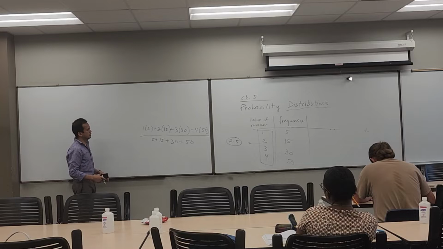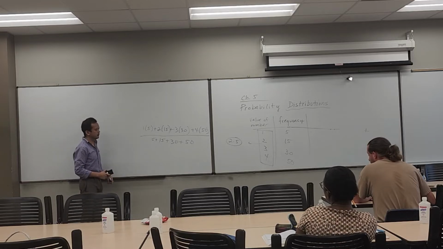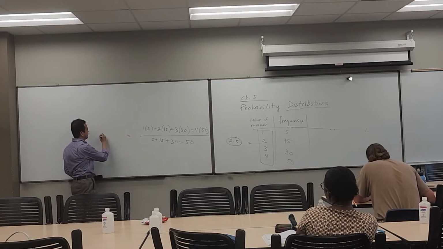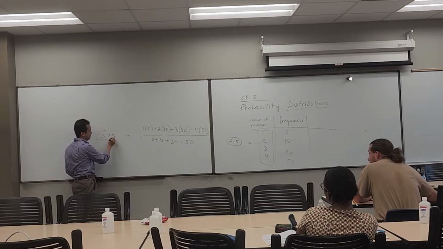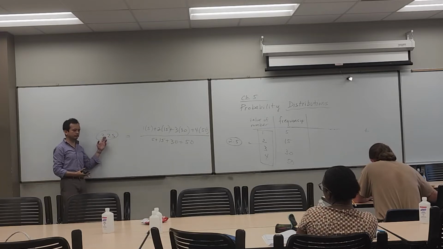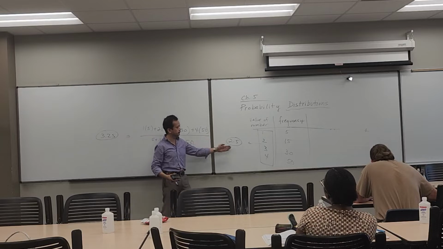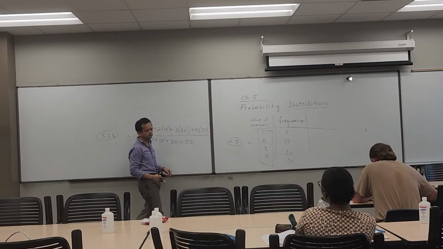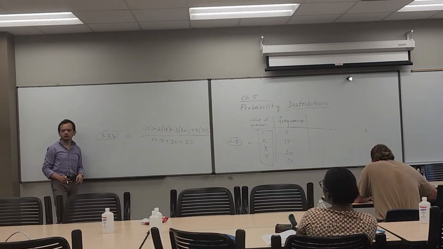So go ahead and punch this in. 3.25 or 13/4. Okay, good. 3.25. So just like we expect, the real average is higher than the average if the numbers were weighted the same. Any questions?